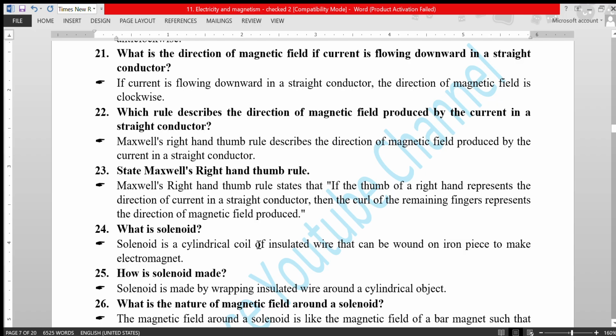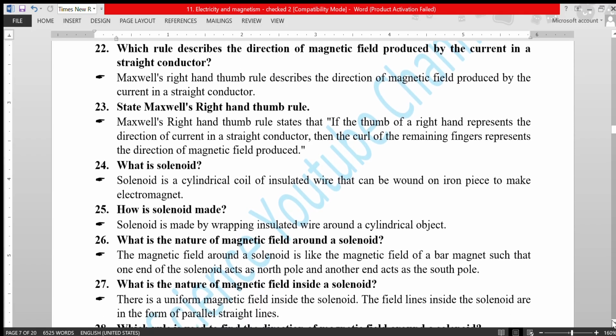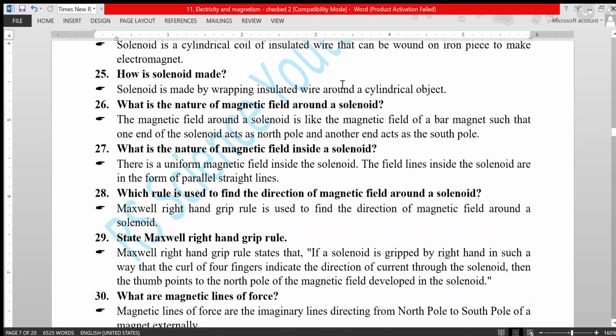What is a solenoid? A solenoid is a cylindrical coil of insulated wire that can be wound on iron to make an electromagnet. How is a solenoid made? A solenoid is made by wrapping insulated wire around a cylindrical object like soft iron. What is the nature of magnetic field around a solenoid? The magnetic field around a solenoid is like that of a bar magnet, such that one end of the solenoid acts as north pole and another end acts as south pole.